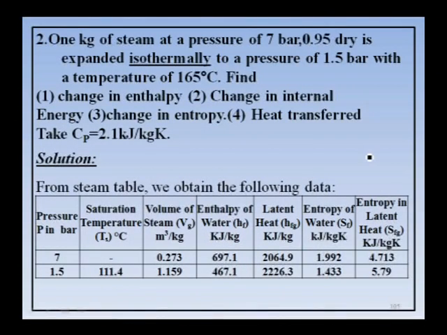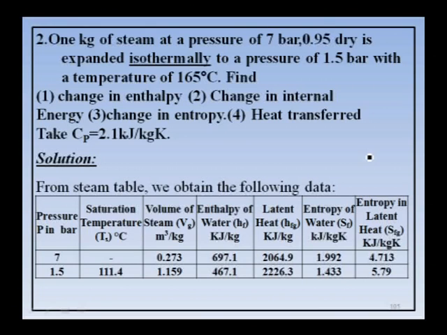Second problem, 1 kg of steam at a pressure of 7 bar and 0.95 dry is expanded isothermally to a pressure of 1.5 bar with a temperature of 165 degrees C. Find change in enthalpy, change in internal energy, change in entropy and heat transfer by taking Cp equal to 2.1 kilojoules per kg Kelvin.